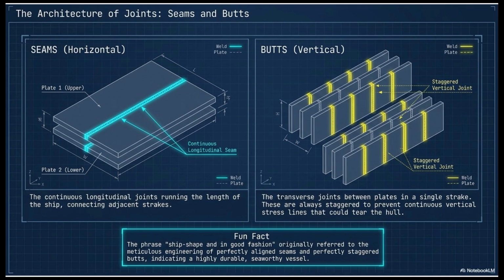Butts, vertical joints. Orientation: transverse, perpendicular to seams. Function: connects the short ends of individual plates. Design: always staggered between rows. Purpose: prevents continuous stress lines that tear hulls. Interesting fact: the common phrase "ship shape and in good fashion" originally described a hull with perfectly aligned seams and correctly staggered butts, signifying a highly durable, seaworthy vessel.